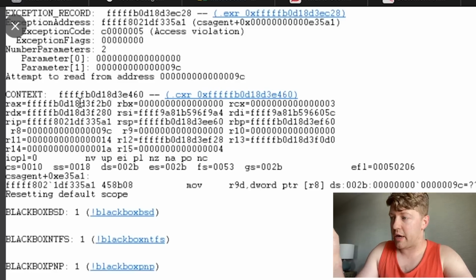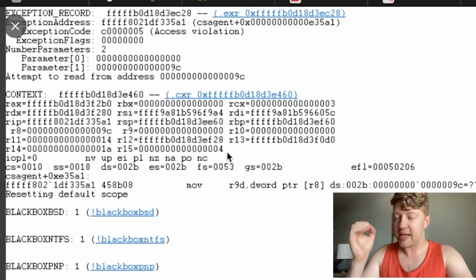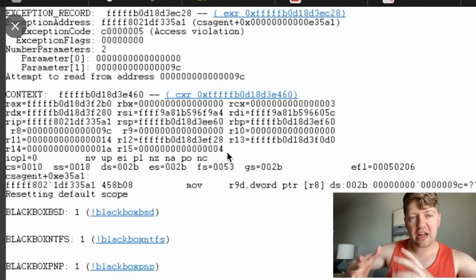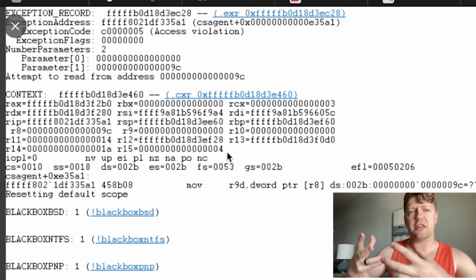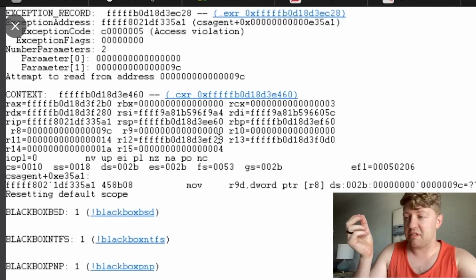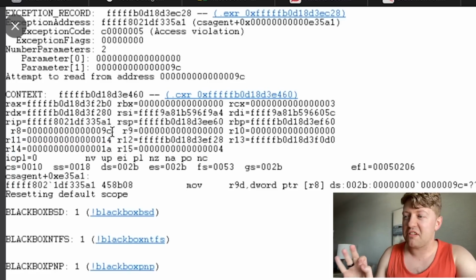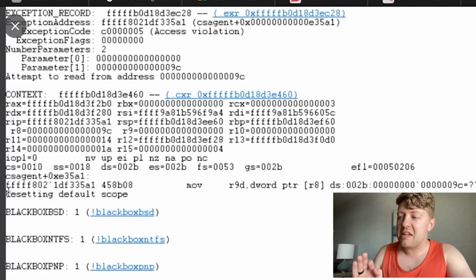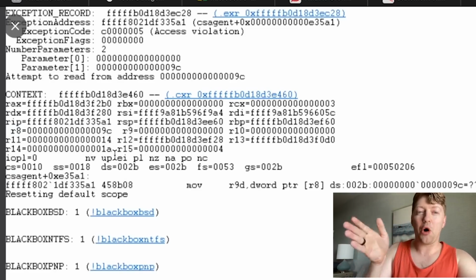So I'll break down what's going on here. In the context area, you have all of the registers of the CPU. Inside the CPU, there are these little super fast areas of memory that hold data necessary for the CPU to do execution. If you look at register R8 here, you'll see it has this magic 9C value. And you'll see the offending instruction: move the data at the D-word pointer R8 into R9D. If you look at R8, this is a null pointer dereference.